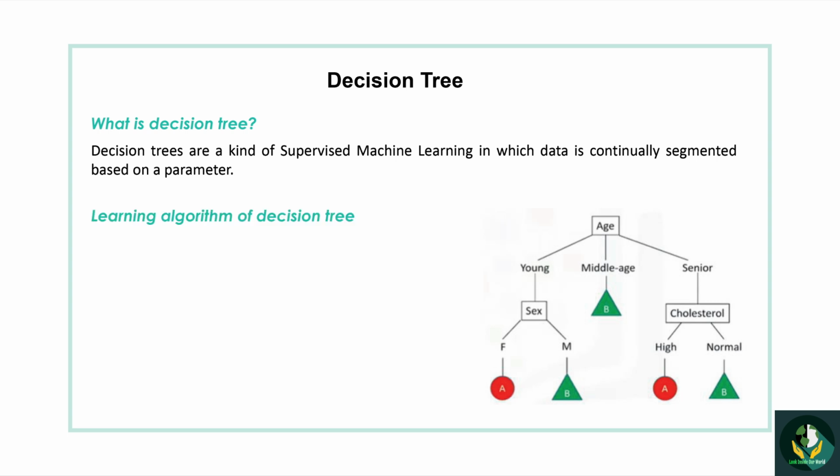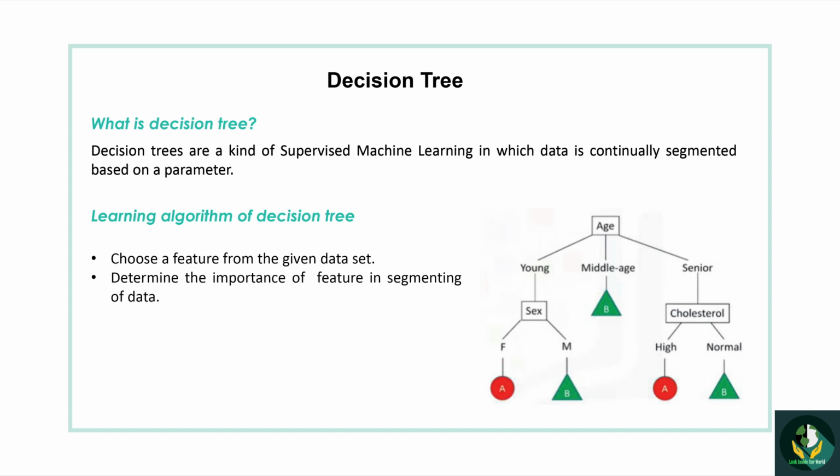The learning algorithm of decision tree is as follows. First, it chooses a feature from the given data set. Then it determines the importance of the feature in the segmentation of data, and the data segmentation will depend upon the best feature. After that, we repeat the above steps. All those processes use some kind of criteria and measurements in order to make decisions. One of such criteria is entropy. Let's see what entropy means in the next lecture.